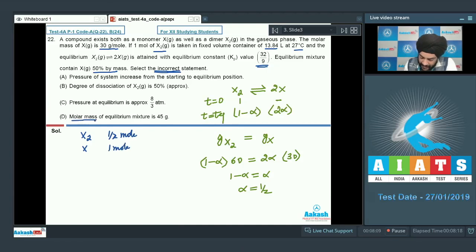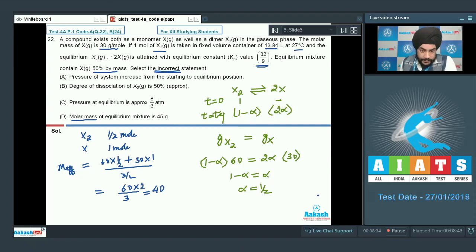So we can talk about the molar mass of the equilibrium mixture. So M effective shall be equal to 60 into half plus 30 into 1 upon 3 by 2. So this comes out to be equal to 60 upon 3 into 2, which is equal to 40. If you look at the options now, option A says the pressure of the system increases from starting to the equilibrium position. So students, this statement is correct.